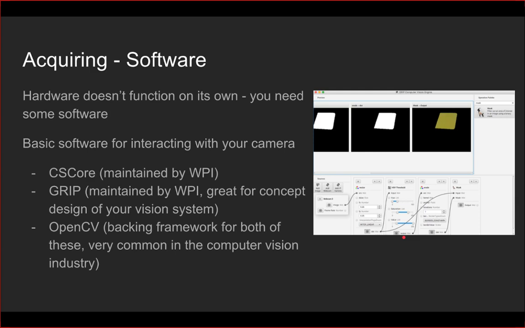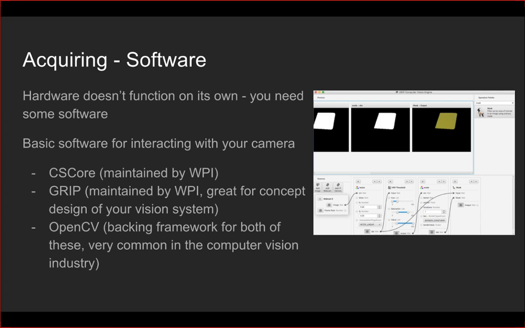Going into software, so the stuff that actually sits on the coprocessor or your RoboRIO in that case, hardware doesn't function on its own. You do need a bit of software to make this happen, basic software for interacting with your camera. There's a couple of ways to do it.